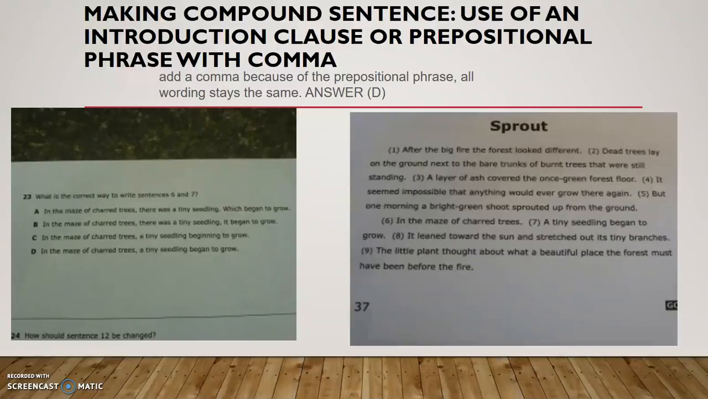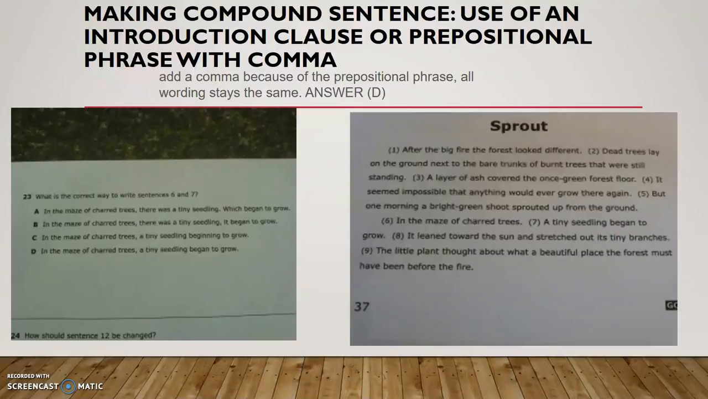In the maze of charred trees. Well, that makes no sense. That is a fragment because it is missing a predicate, isn't it? A tiny seedling began to grow.